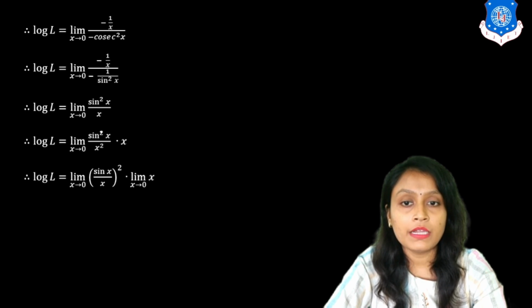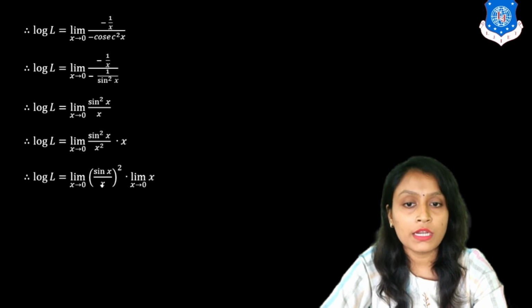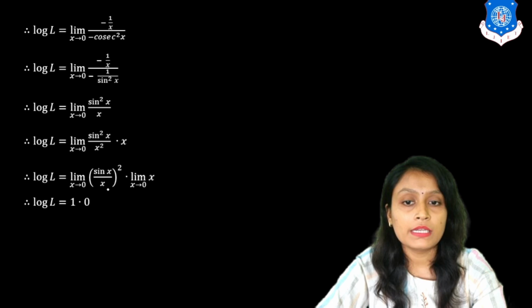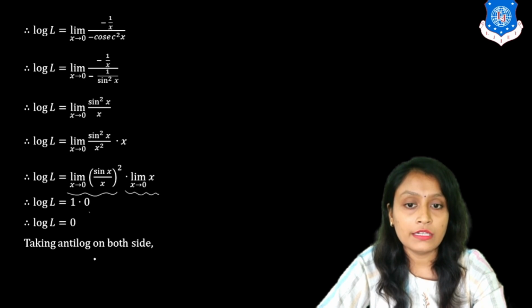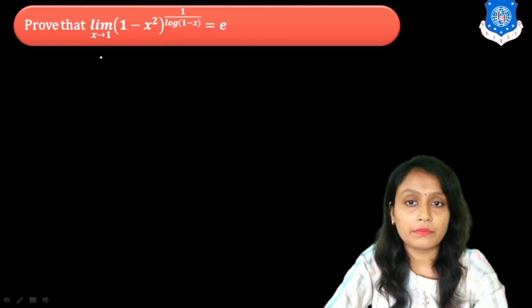Now we know this limit x tends to 0 sin x upon x is equal to 1. So we will apply that. From here you will get 1, and if you apply limit x tends to 0 here, you will get 0. So the final answer of log L is equal to 0, and taking anti-log on both the sides you will get L is equal to e raised to 0, that is 1. Right? Now let's begin with another example.